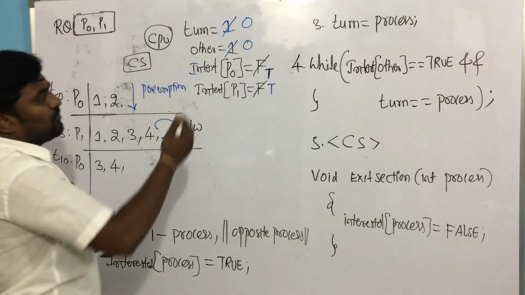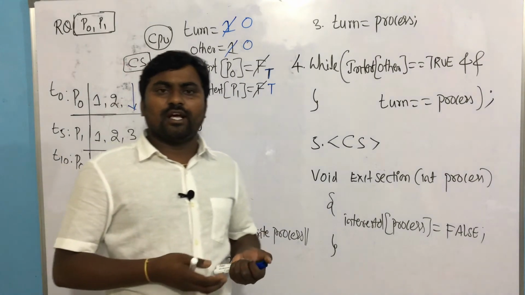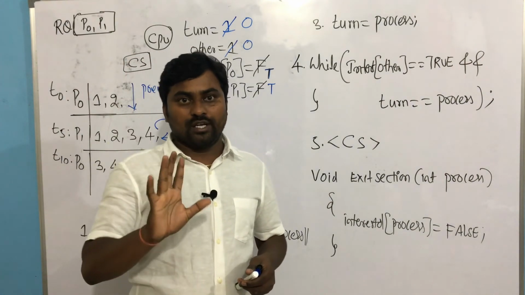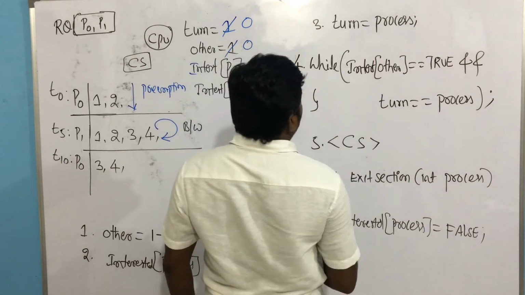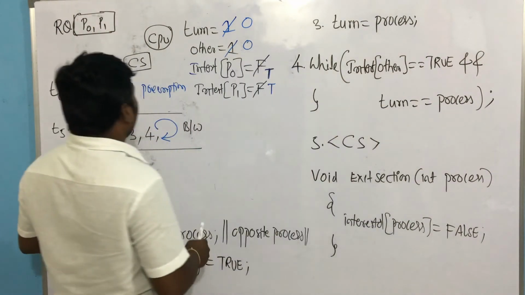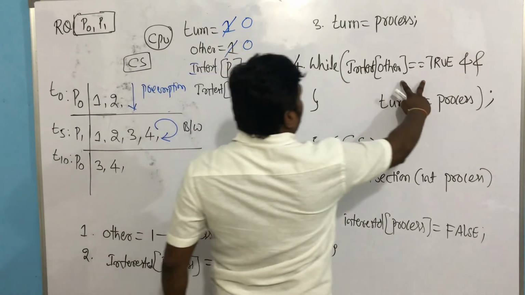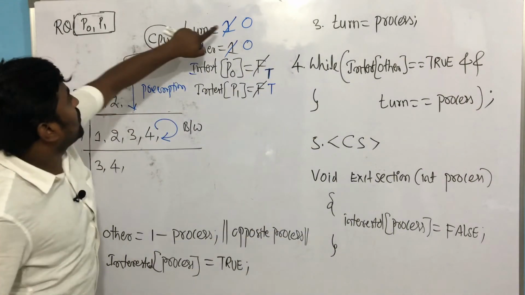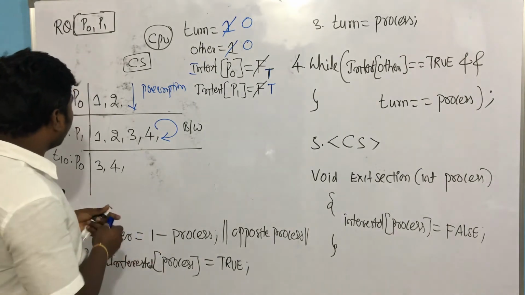Look, same. Both are interested, right? Who is allowed to use the critical section? Whoever made the turn value first is allowed to use the critical section, that I told you clearly. Now look at this. While interested of other, who is other? Other value 0, correct? Whether true or not true, correct? And turn equal to process. What is the turn value? Turn value 0. What is the process value? 0. Now it is also going to busy wait or not?